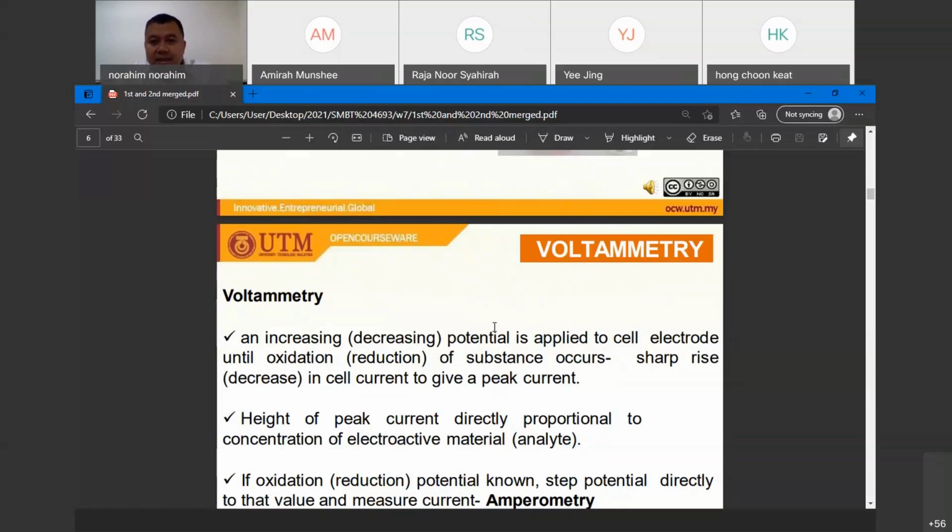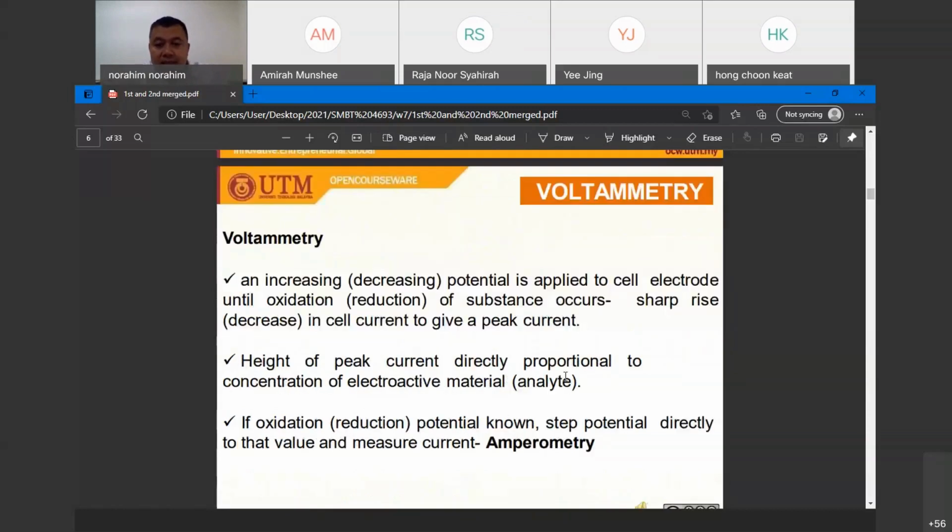That peak is actually telling you the value of the current, how much of those molecules you have inside your cell. So the height of the peak current is directly proportional to the concentration of your analytes. If the oxidation or reduction potential is known, your step potential is directly proportional to that value, and what you're measuring is the current. So still, if you remember the difference between voltammetric and amperometric, they are all in the same group.